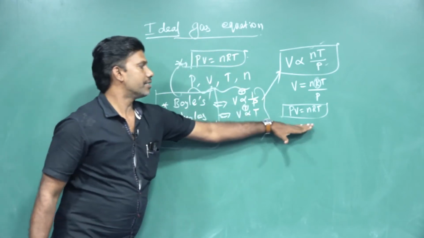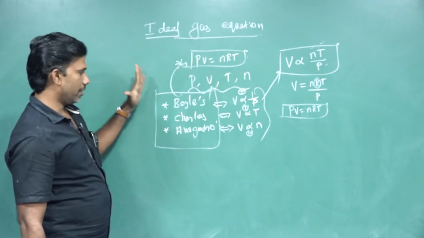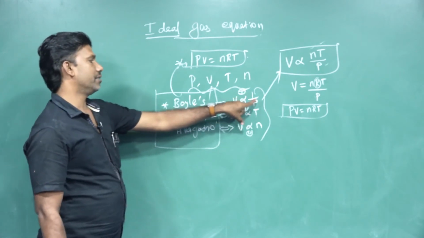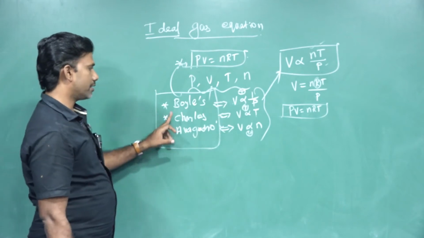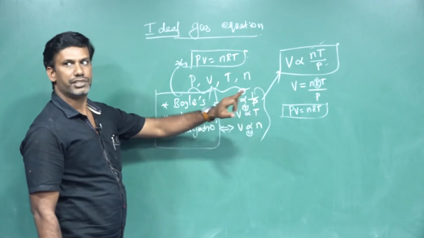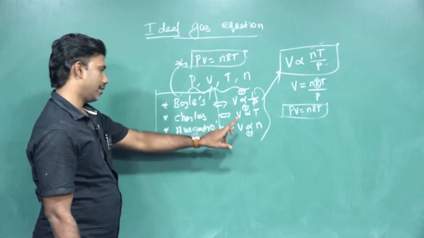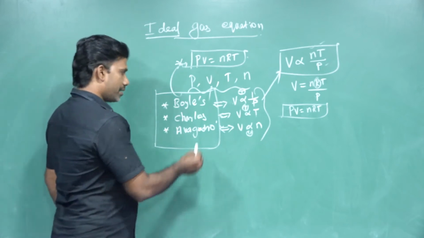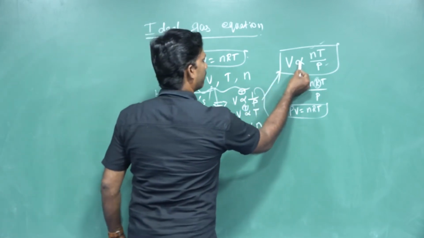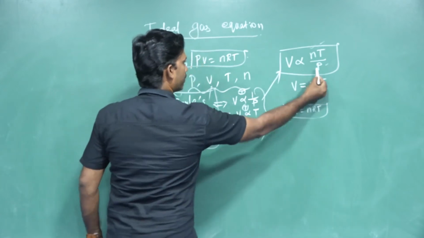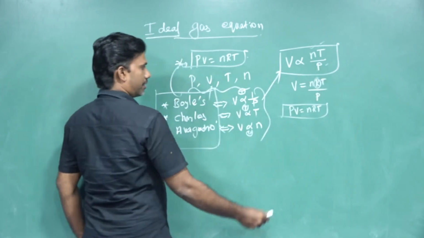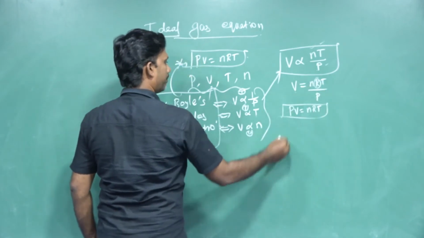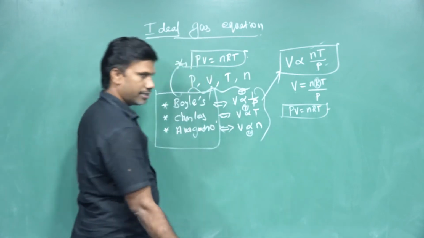So this is the ideal gas equation. How is the ideal gas equation derived? Based on those three laws: Boyle's law, Charles' law, Avogadro's law. Boyle's law says that volume is inversely proportional to the pressure. Charles' law says that volume is directly proportional to the temperature. And Avogadro's law says that volume is directly proportional to the number of moles. So, based on all these three, volume is directly proportional to n and T and inversely proportional to the pressure. When you apply V equal to nRT by P and rearrange, you get PV equal to nRT; this is the ideal gas equation.